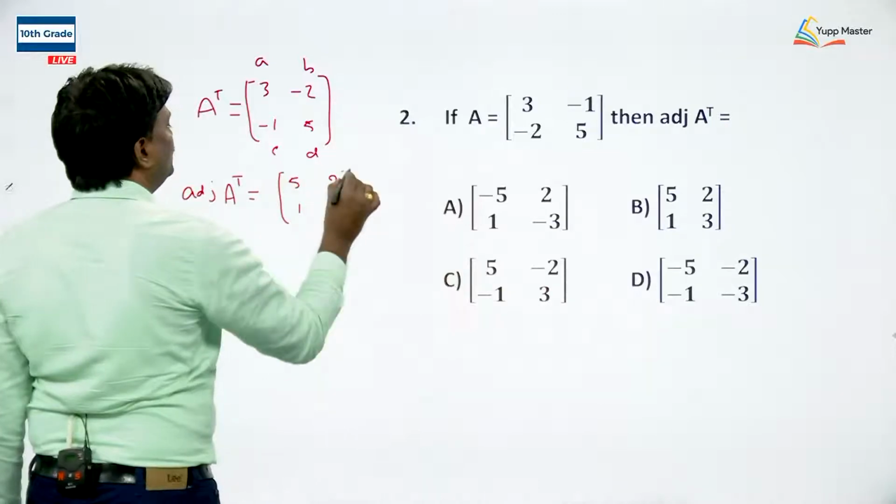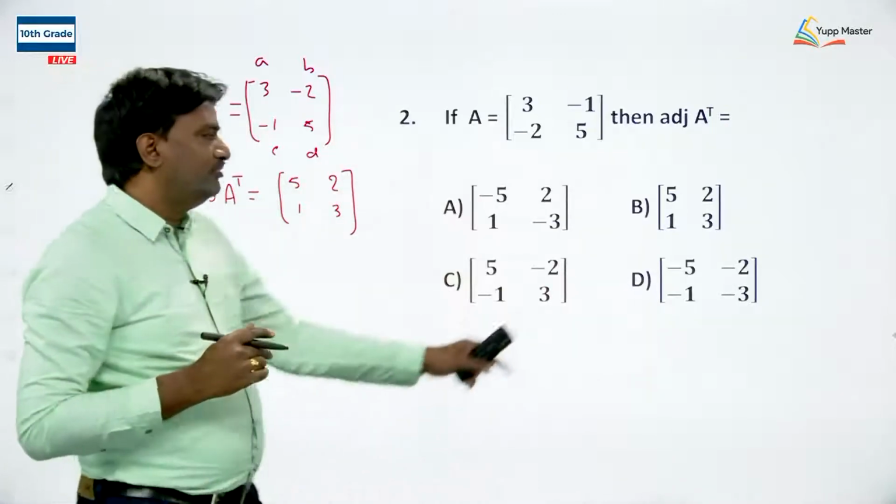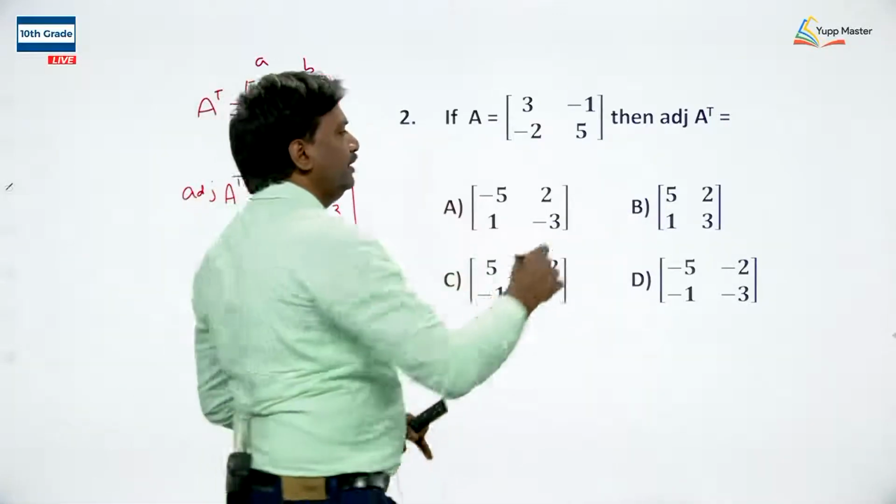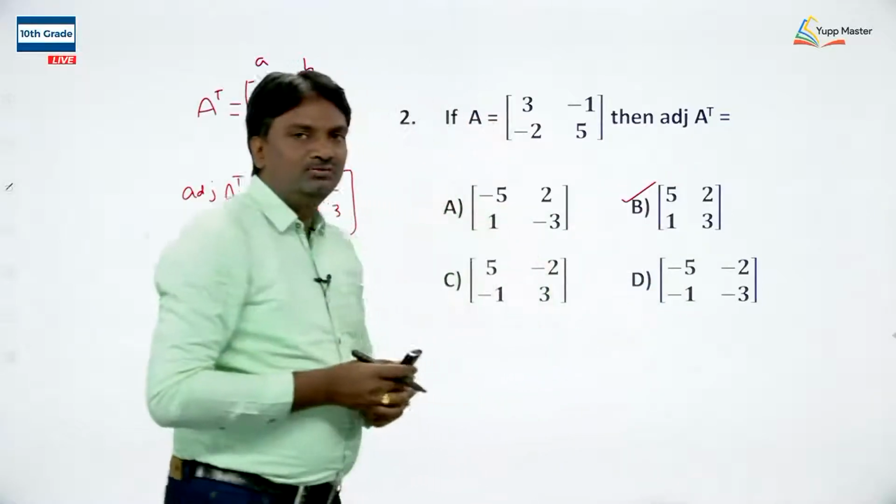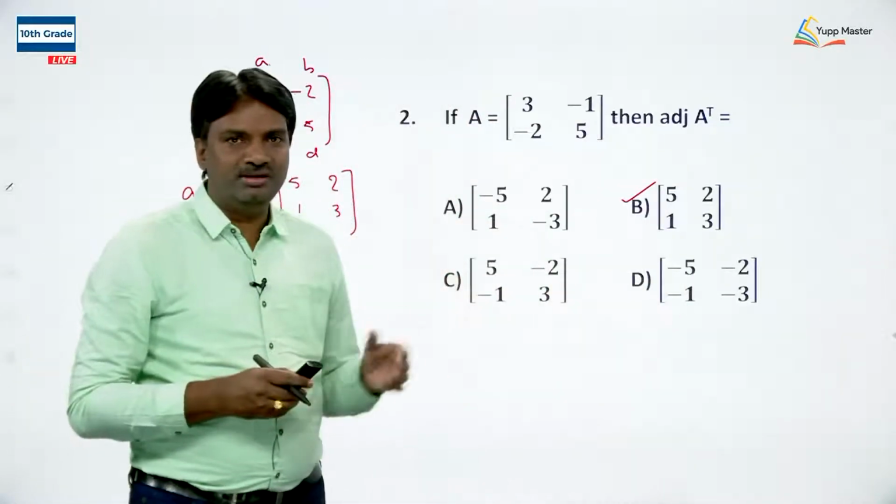So 5 2 1 3. By observing the options, we have 5 2 1 3 in option B.